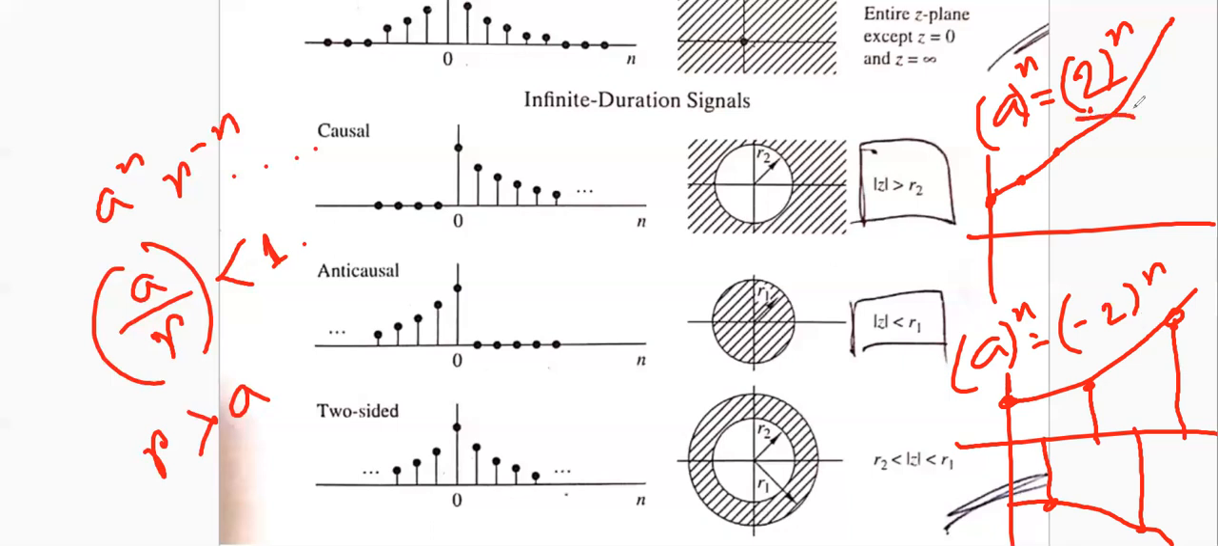In both cases, whether you are taking a is equals to +2 or -2, the r should be more than 2. In this case the r should be more than 2, and in this case r should be more than 2, not -2. So in both cases, r should be more than 2, just to suppress the concept.